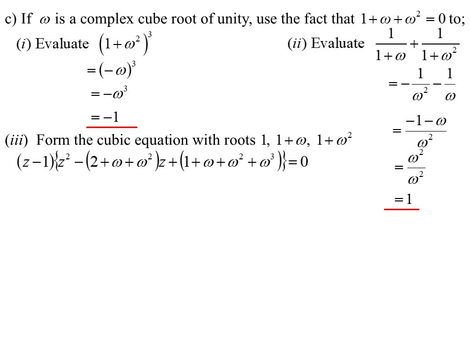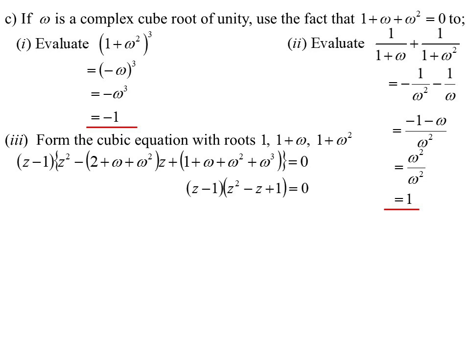The other factor must be a quadratic with these two roots. So I'll write it as z squared minus the sum of the roots, 2 plus omega squared, plus the product of the roots, 1 plus omega squared plus omega cubed. Well, I could have probably simplified that down as well, because the 1 plus omega I could have turned into minus omega squared. Let's play with those.